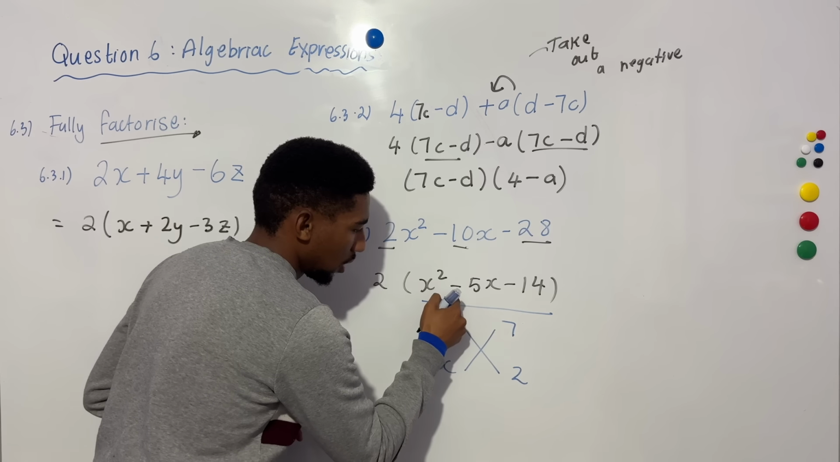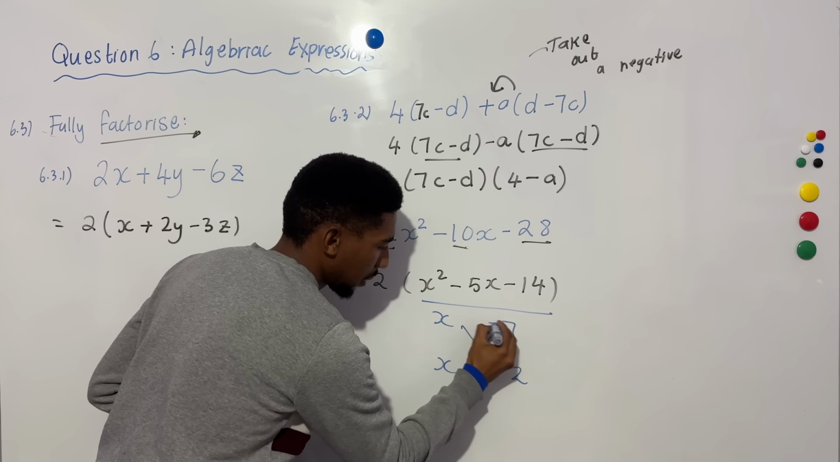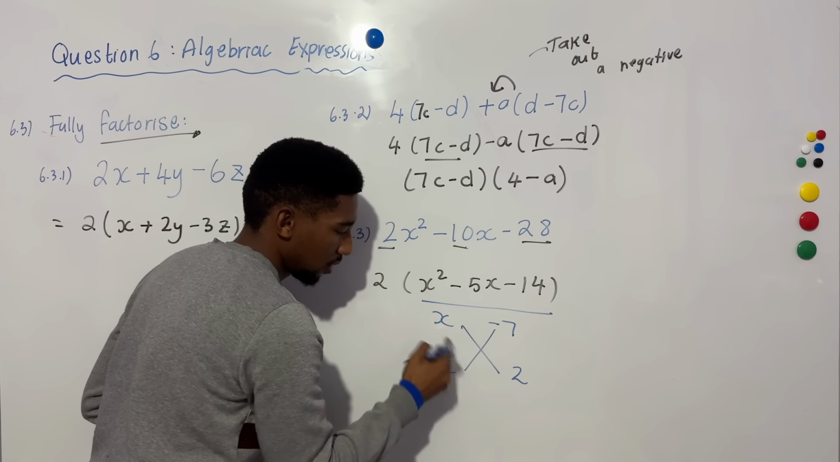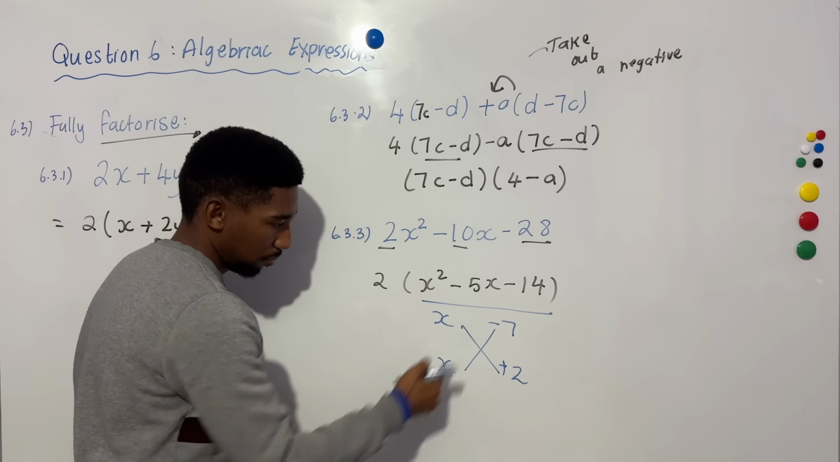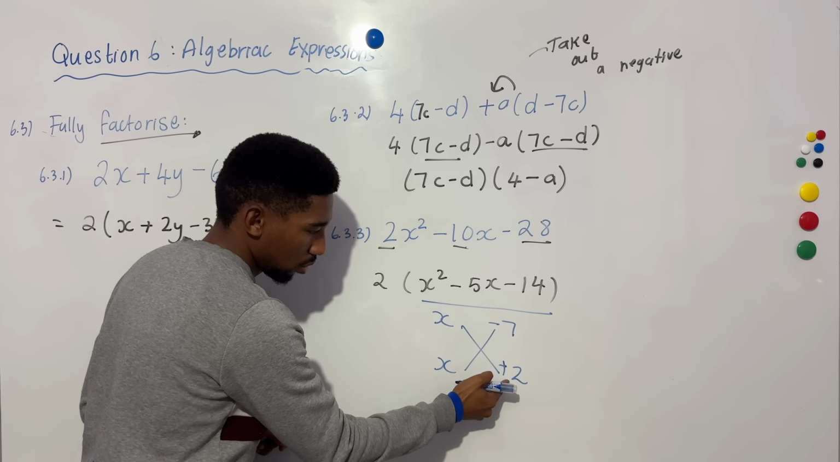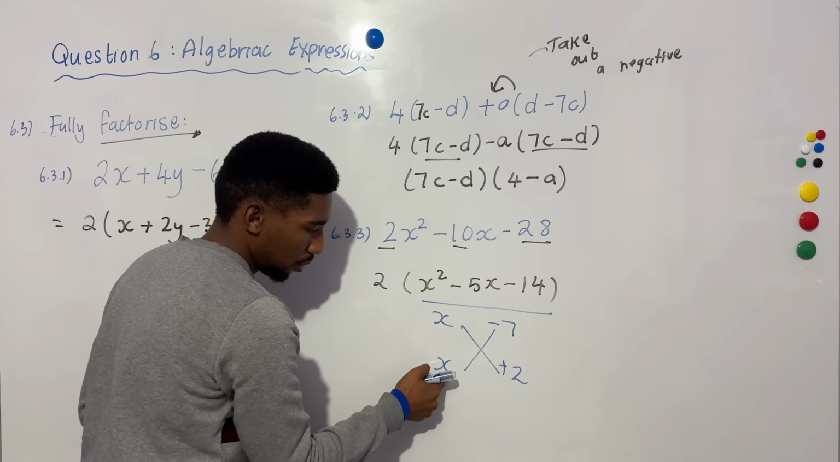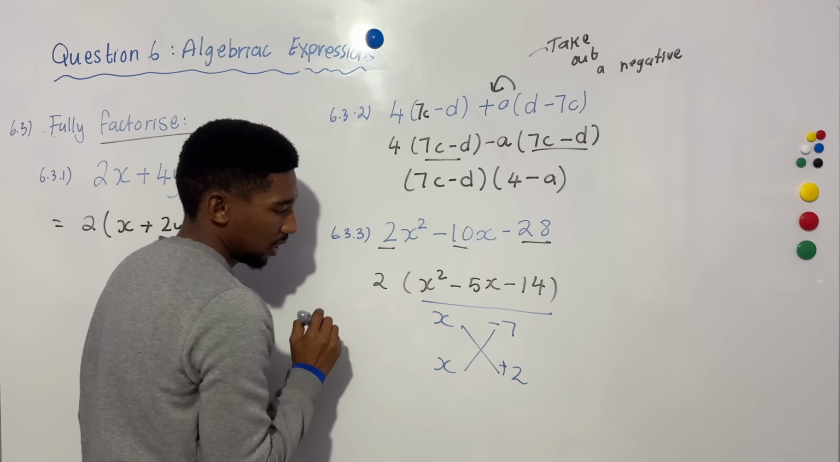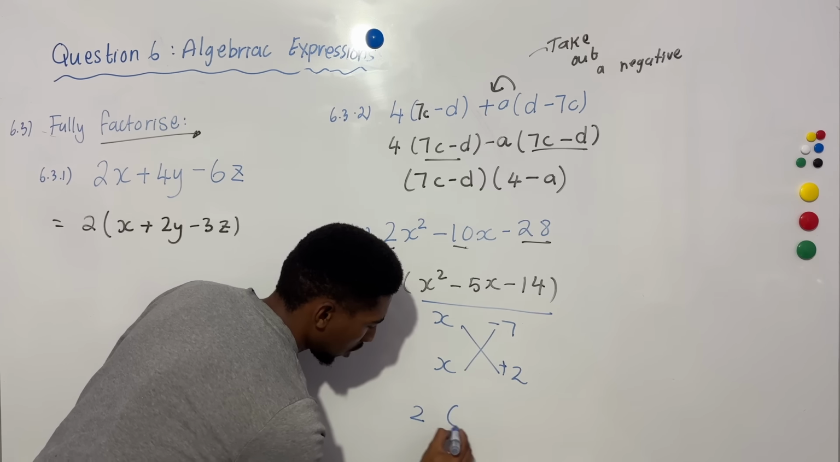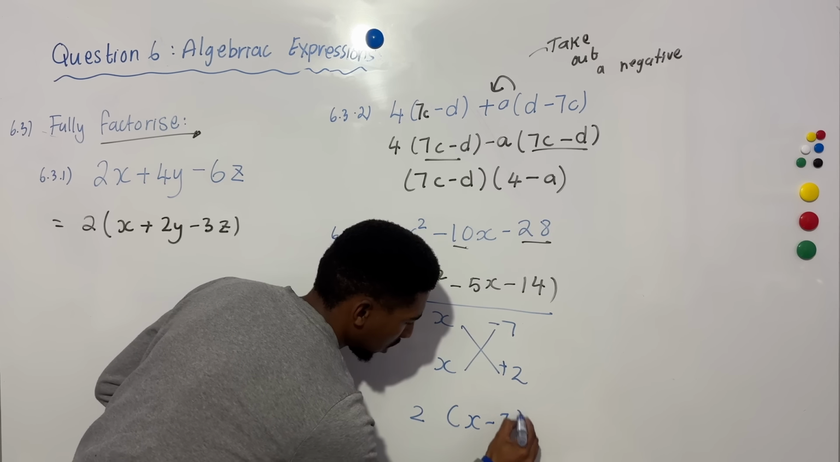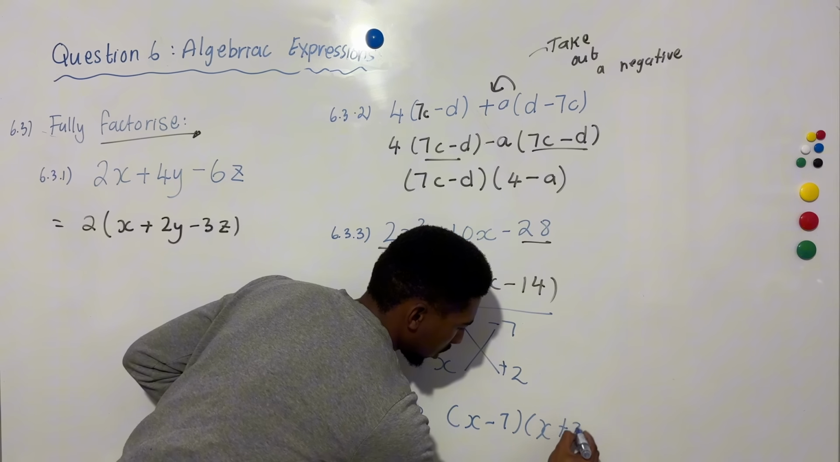So this is minus 5. So I'm going to make the minus 7, or the 7, negative and the 2 positive, because minus 7x plus 2x is minus 5x. So then I have two brackets: x minus 7, x plus 2.